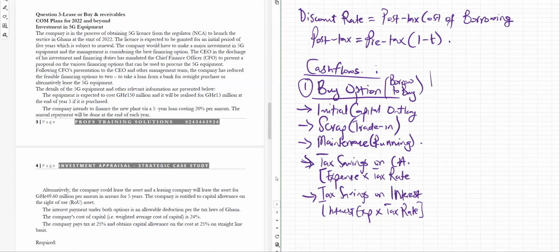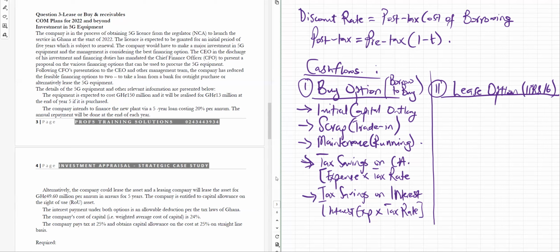Okay, now that is the buy option. Let's try the lease option. Mostly the lease option here is a lease contract under IFRS 16. Usually this is like a finance lease, a long-term lease. For short-term leases, there's another approach.